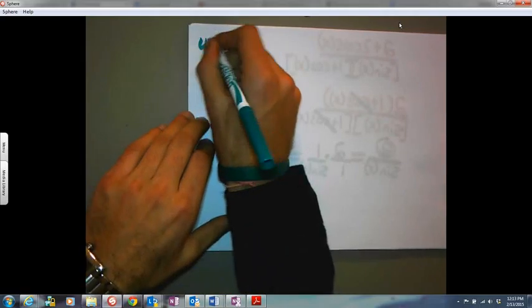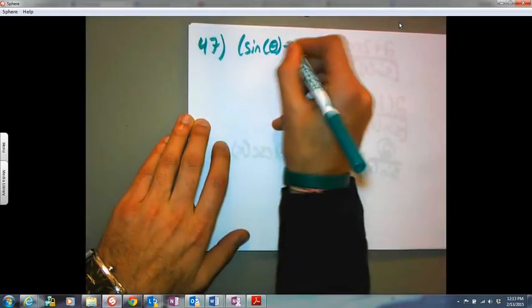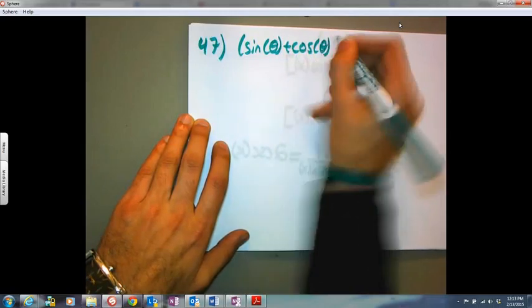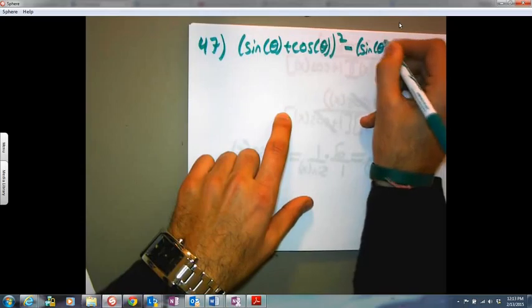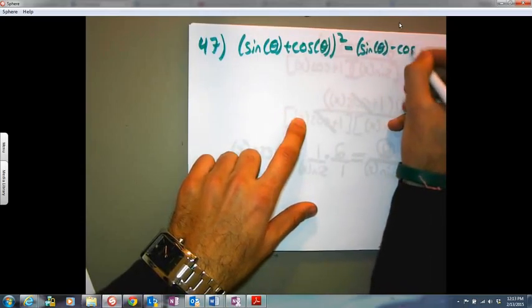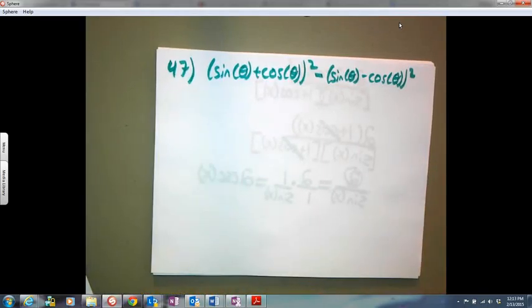47 is, again, just a big box. Sine theta plus cos theta, squared, minus sine theta minus cosine theta, squared. Box and box. That's it.